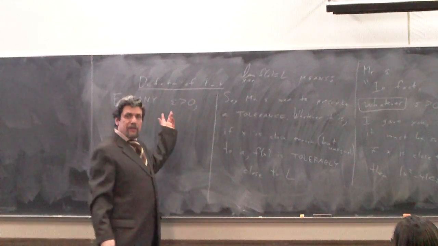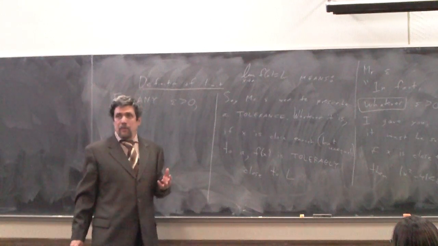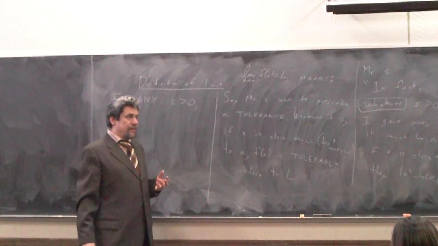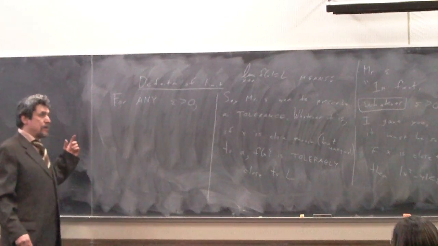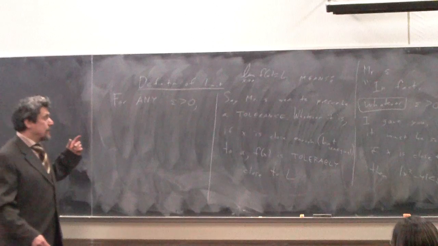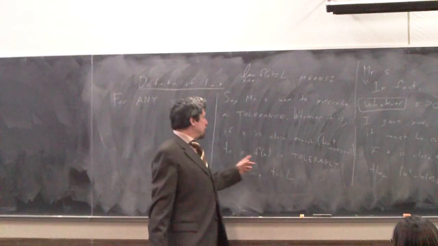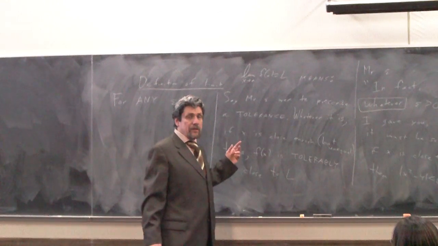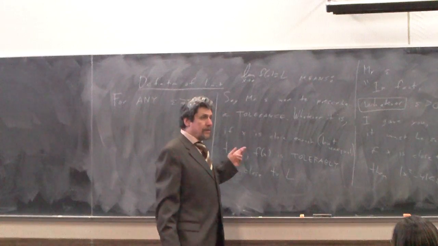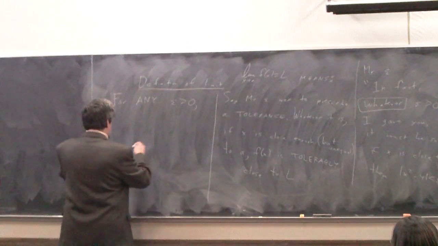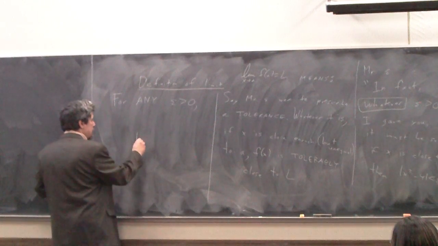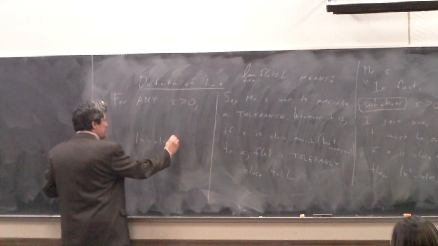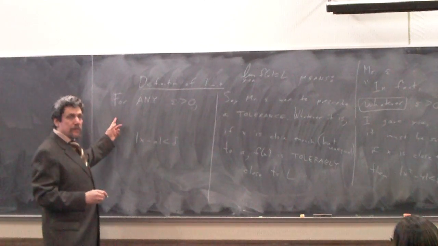So that's the new thing today, okay? It has to work for any positive epsilon. What happens? If x is close enough to a, did we say that? And again, we have to introduce delta properly. How do we do that?